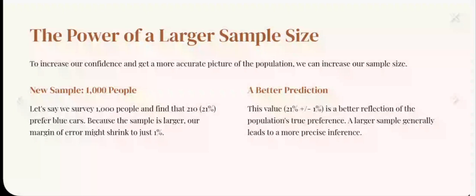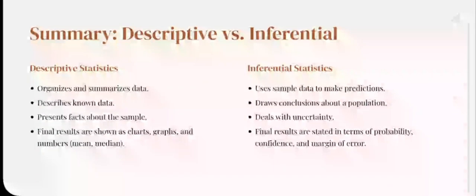So this value is going to be a better reflection of the population in response to their preference for blue cars because our sample size is bigger. So now we can say that 21% of the population prefer blue cars within a 1% margin of error. So by increasing the sample size, you can make a better prediction of the population and their preference for blue cars. And so that's a basic intro between descriptive statistics and inferential statistics. So hopefully this video gave you a better understanding of these two topics.